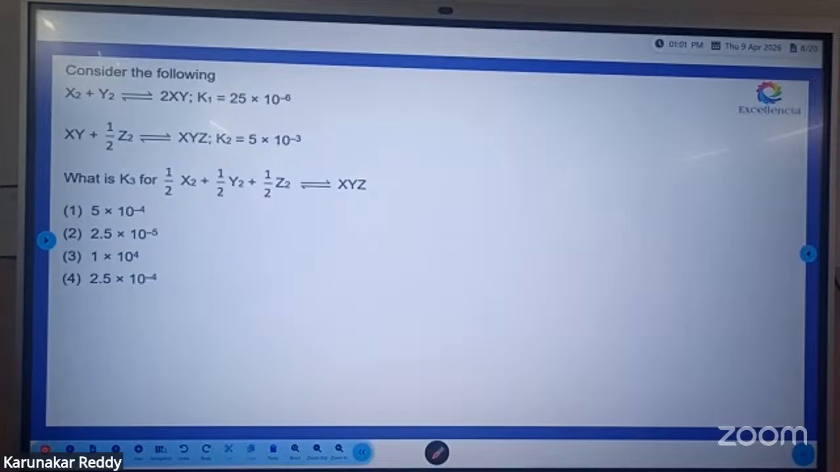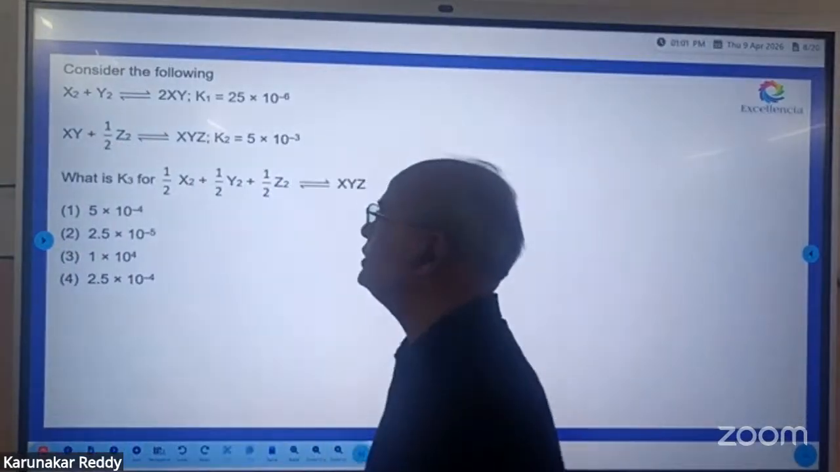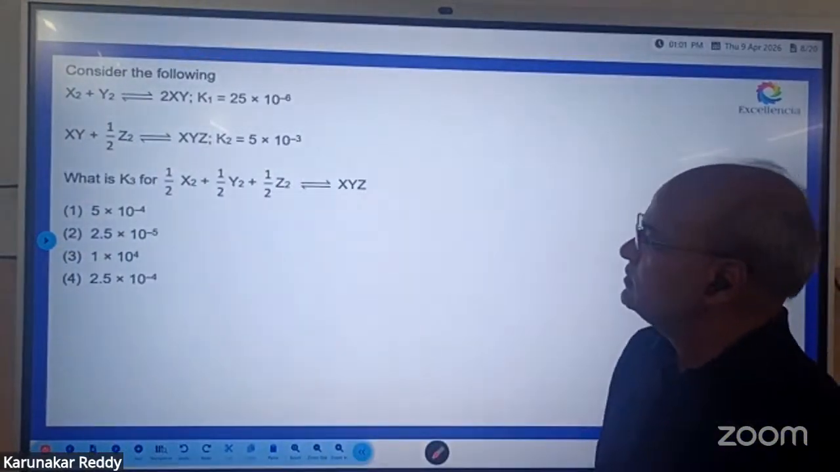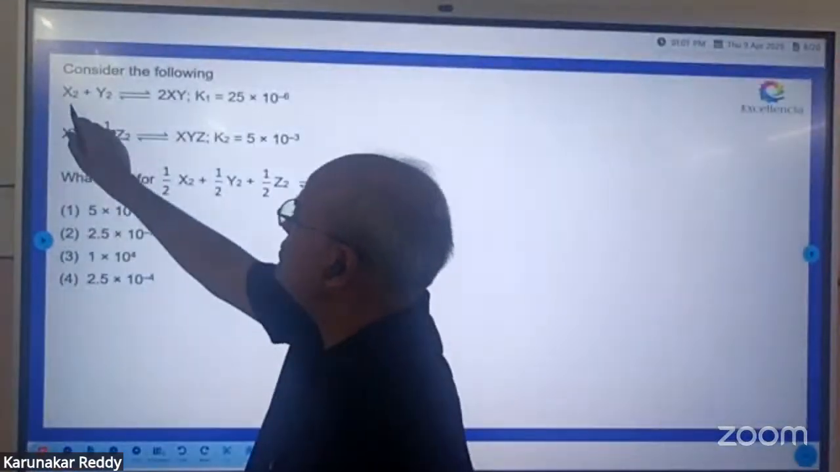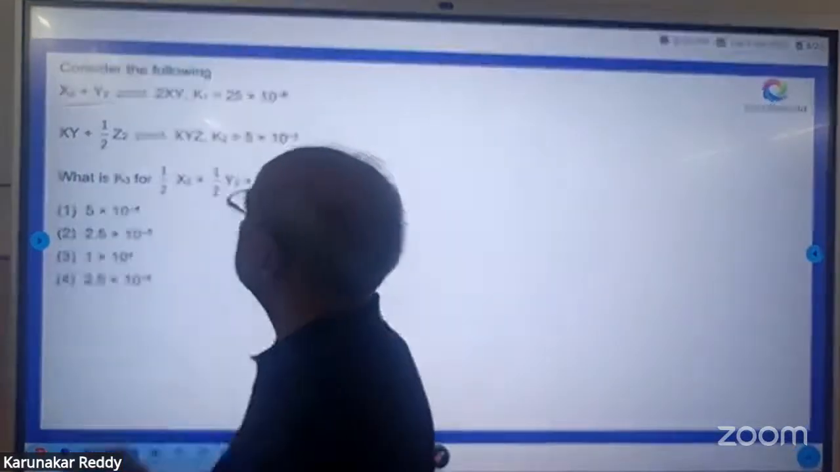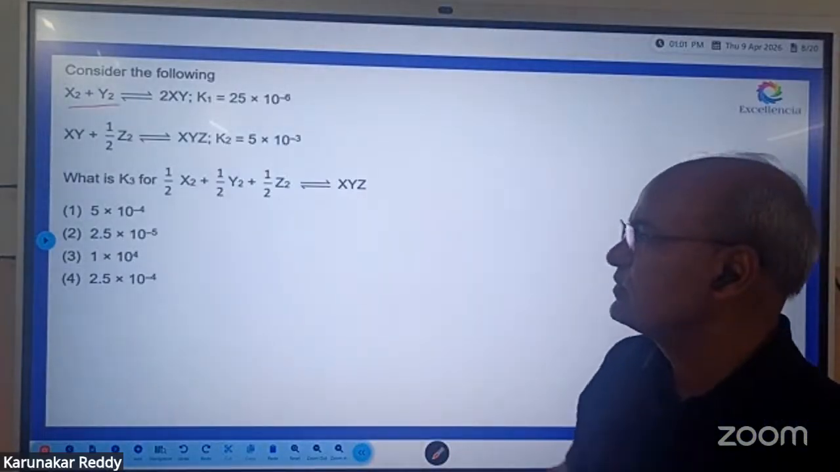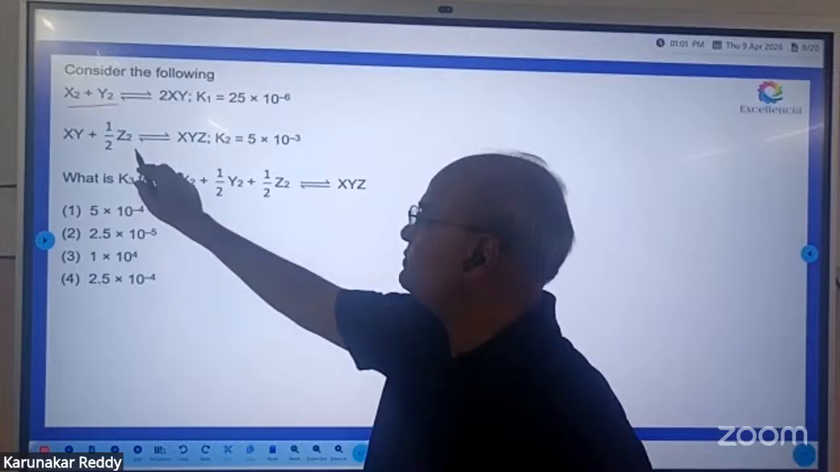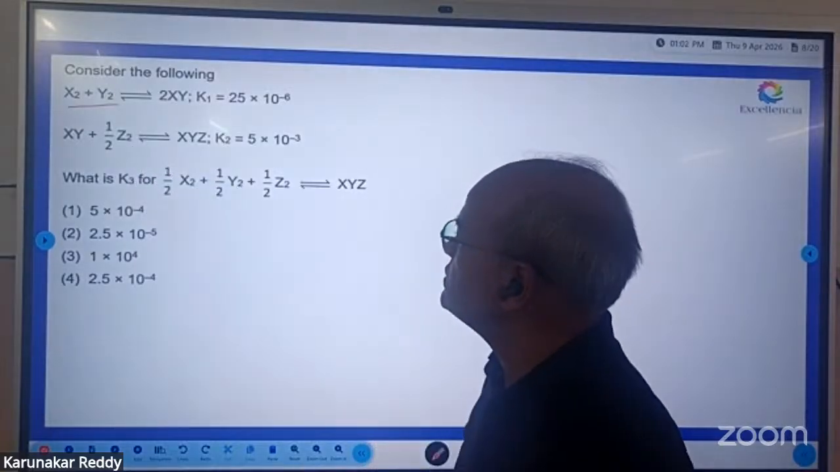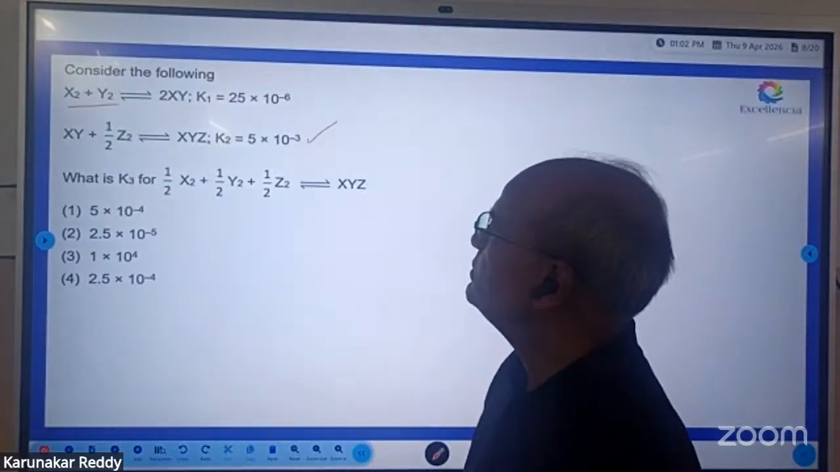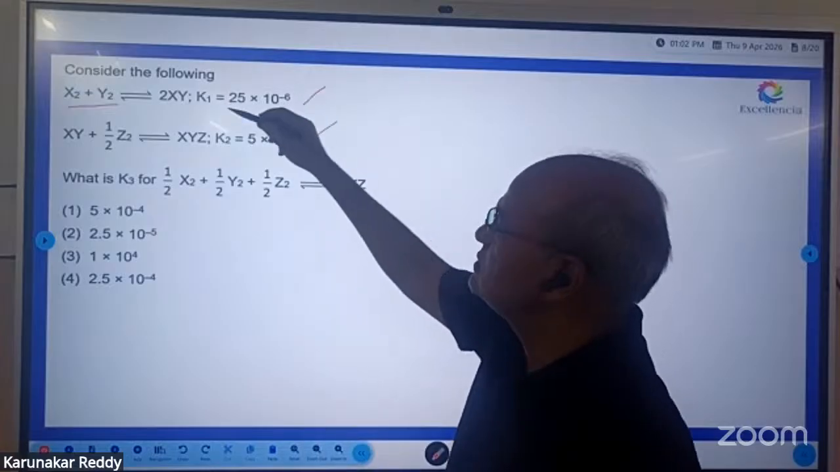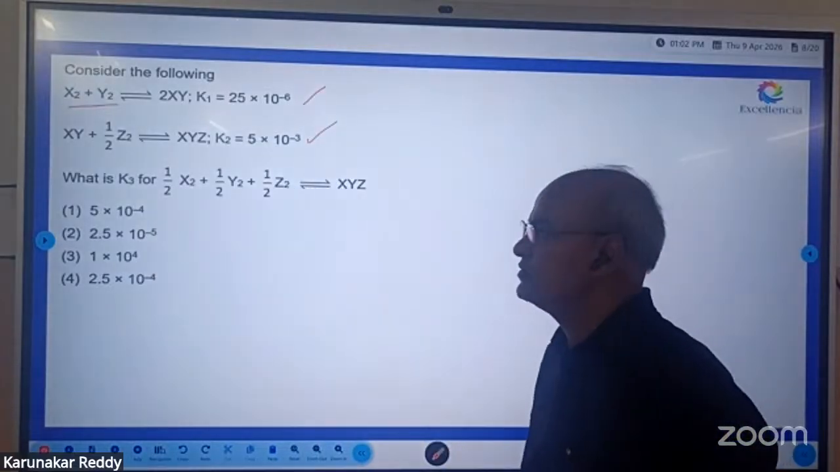Next one. It is from chemical equilibrium. It's very easy. X2 plus Y2 gives rise to 2XY, K1 is given as 25 into 10 power minus 6. XY plus 1 by 2 of Z2 gives rise to XYZ. The equilibrium constant is given. The equilibrium constants of both the reactions will be like this.